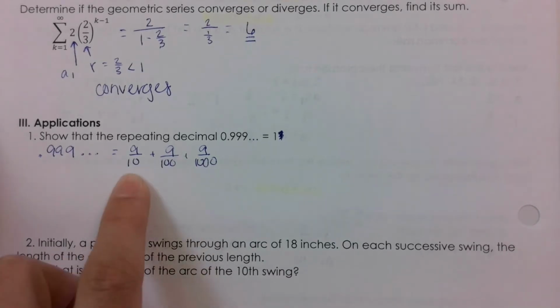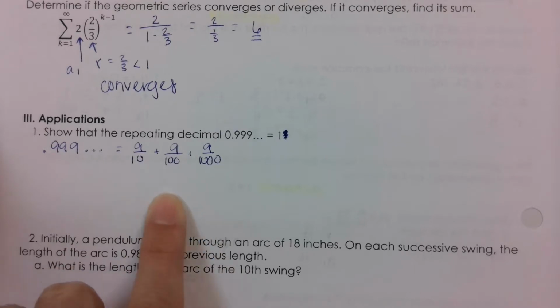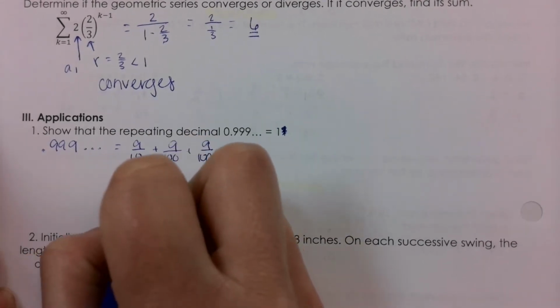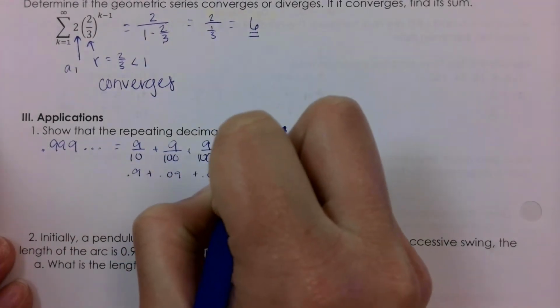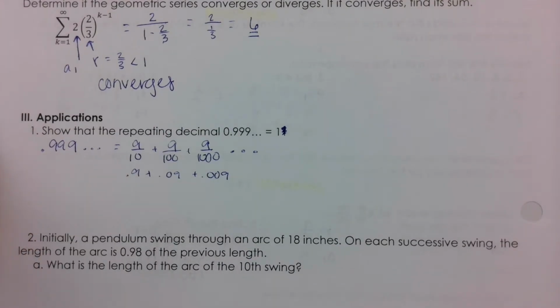Because that's where all those decimal places come from. If you have 9 over 10, that's 0.9, right? If you have 9 over 100, that's 0.09. So this is essentially 0.9 plus 0.09 plus 0.009. If we kept going, that's just going to be 0.9999999, right? Does that make any sense? So that's where we're getting at.